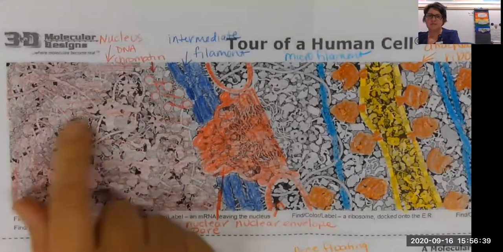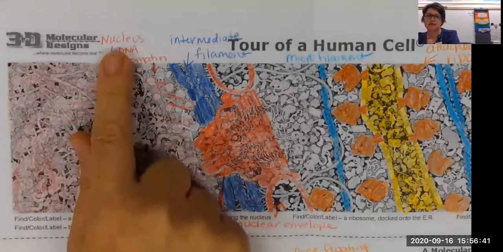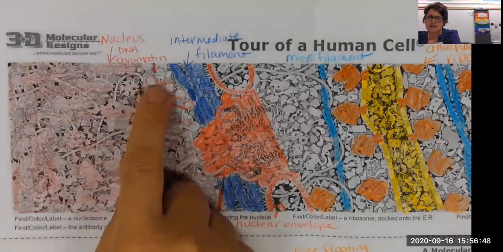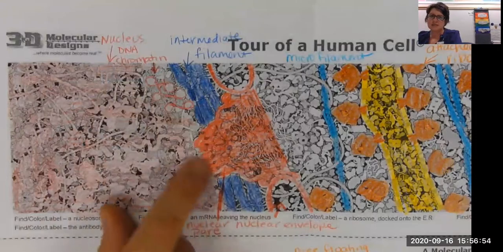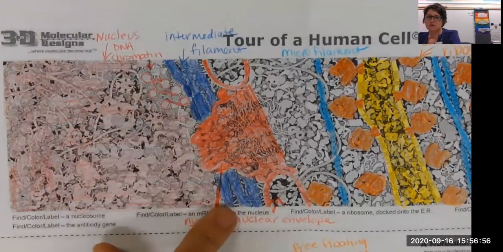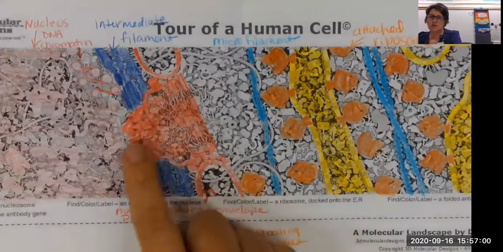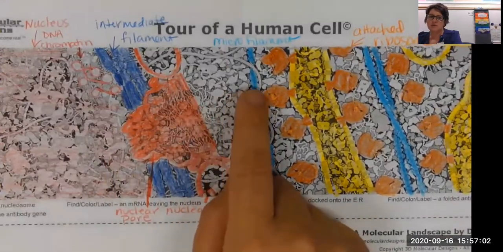This pinky red area is the nucleus, which is where our DNA is, and our DNA is in the form of chromatin. Chromatin is the DNA wrapped around the histone. So I outlined that a little bit for you. You've got intermediate filaments here helping to support the nucleus. You've got the nuclear envelope with a nuclear pore that RNA would come out of.